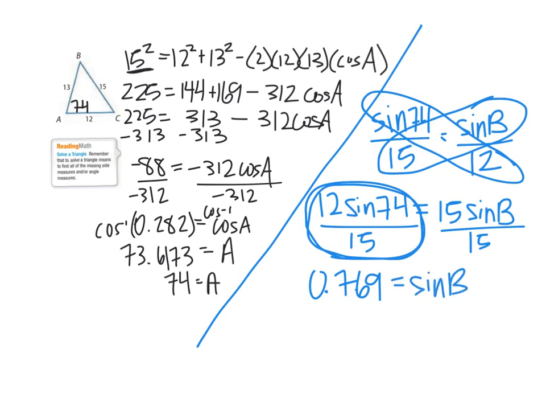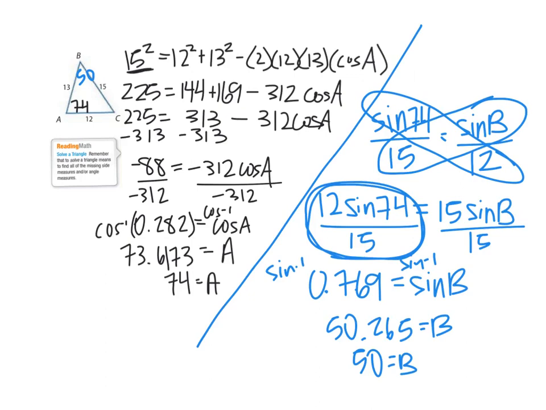To find out what B is equal to, I take the inverse sine of both sides. So in my calculator, I'm going to do inverse sine of 0.769, and I get 50.265. That's equal to B. Now B is an angle measure. Remember, we're rounding these angle measures to whole numbers. So I'm going to say that B is equal to 50 degrees. So let me go ahead and write 50 next to the B in the triangle.